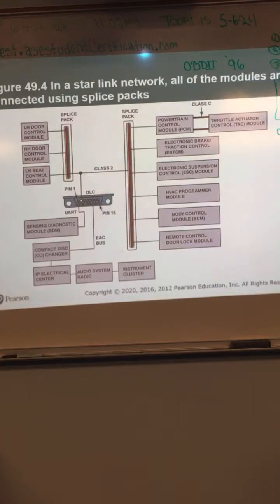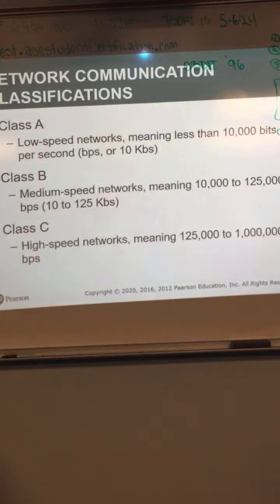Starlink connector, again, you don't have to worry too much about these. Class A, B, and C, this is just the speed that it communicates, all right? Class A is a low speed, 10,000 bits per second. Class B is a medium speed, 10,000 to 125,000 bits per second. Class C is high speed, 125 to 1 million bits per second. So depending on what it requires, it may communicate through Class A, Class B, or Class C, okay?